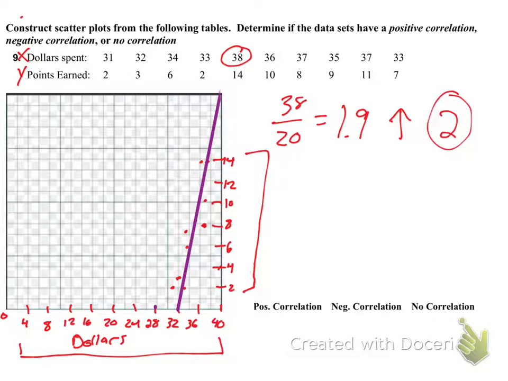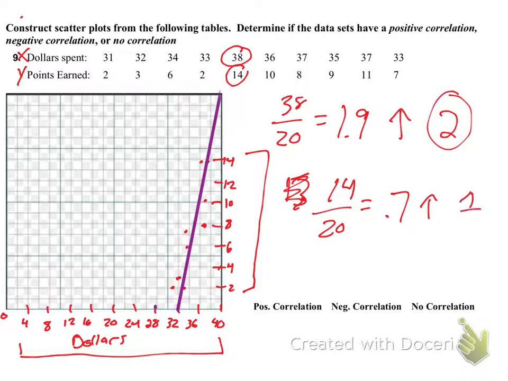And then for the points earned, I'm going to take 14 and divide that by the number of lines, which is 20. That's going to give me 0.7. You could do 0.7 if you wanted to. I just round it up again to make it a whole number of 1. So each one of these lines is worth 1. I plotted all my points, and then in the purple I did the trend line. And what that gives me is a positive correlation.